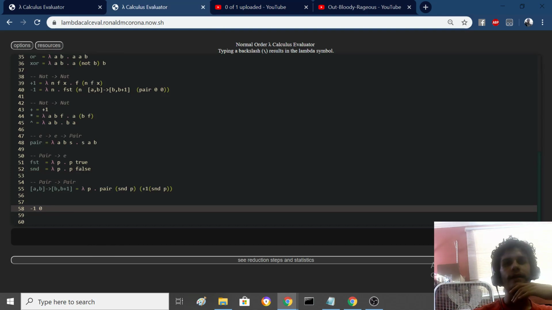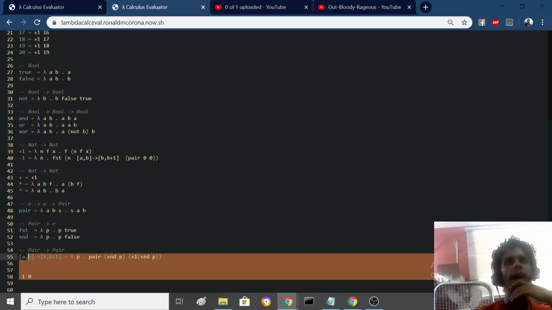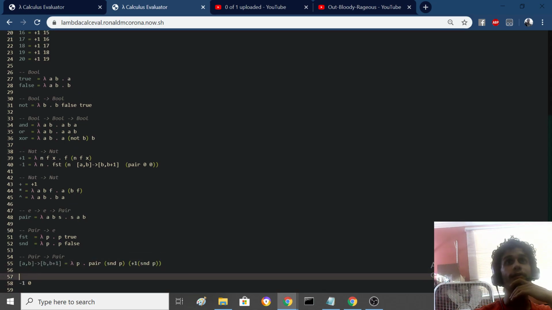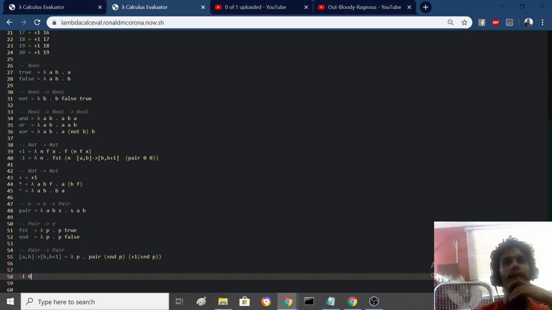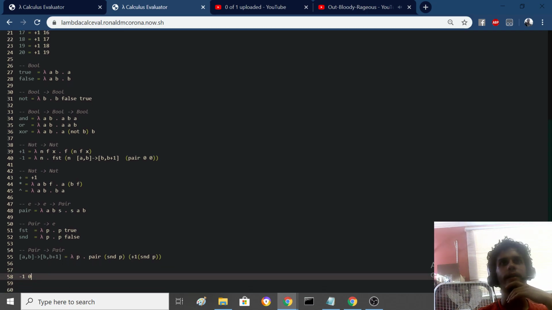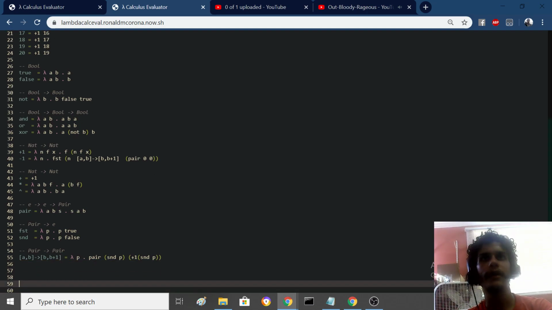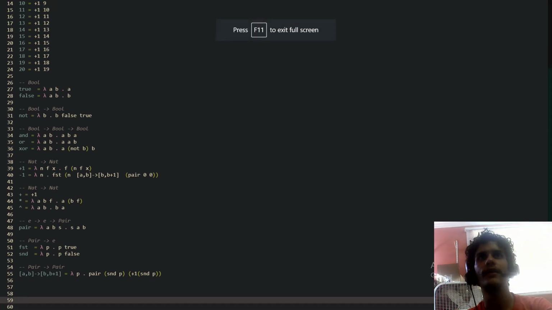So last time what we did is we implemented the predecessor function, which basically counts backwards for a number except 0, which just gives you 0. So if you give it 5, it'll give you 4, and so on. It just goes backwards on a number. Very simple. But the implementation is not the most simple thing.